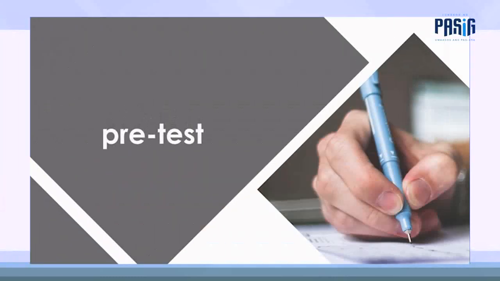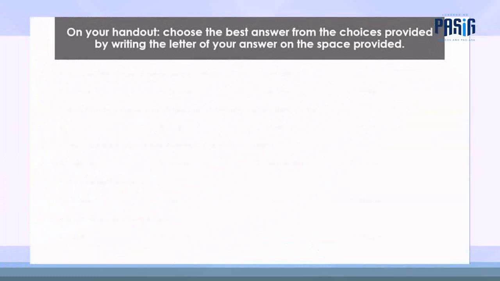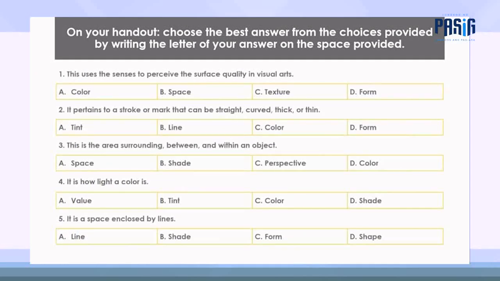Let's start the module with a pretest to measure what you know before discussing the lesson. Instructions. On your handout, choose the letter of the best answer and write it on the blank provided before the number.